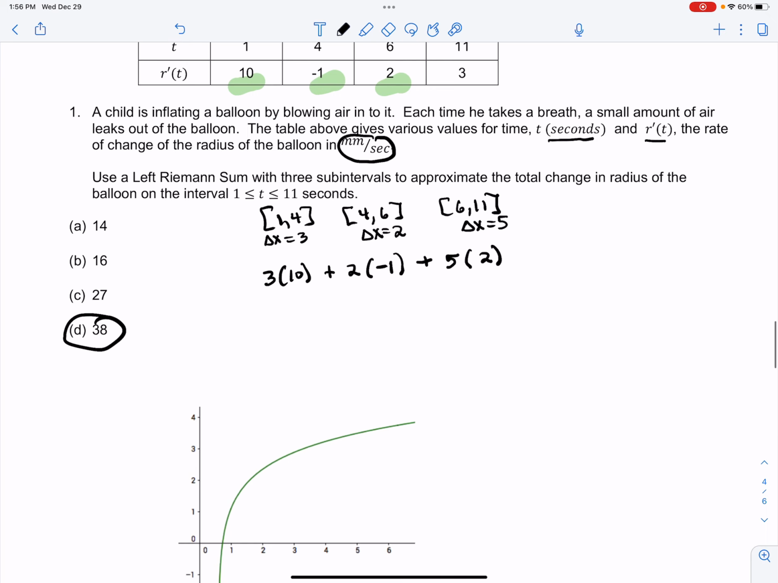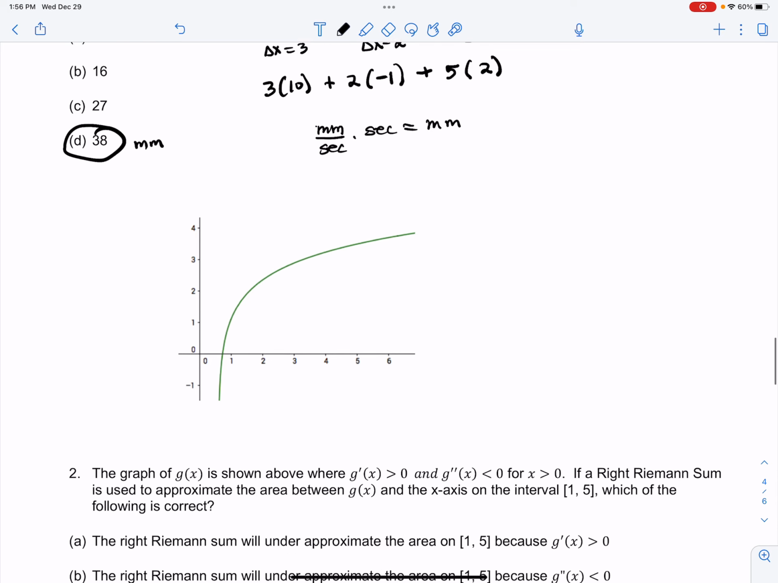And technically, it would be 38 millimeters, right? Because when we multiply, we would get millimeters per second times seconds, which is millimeters.